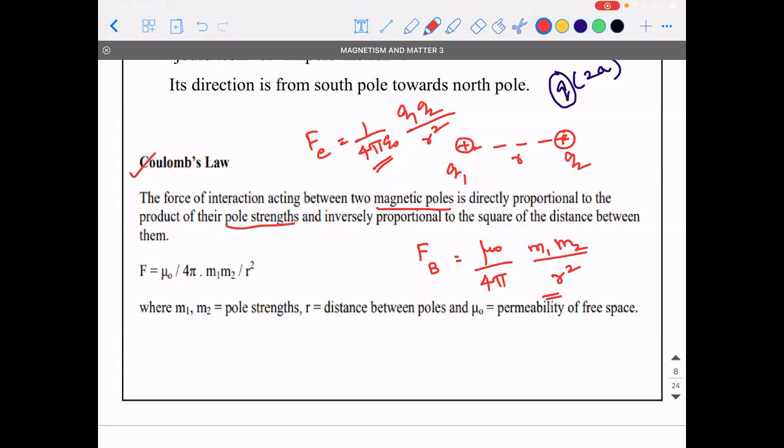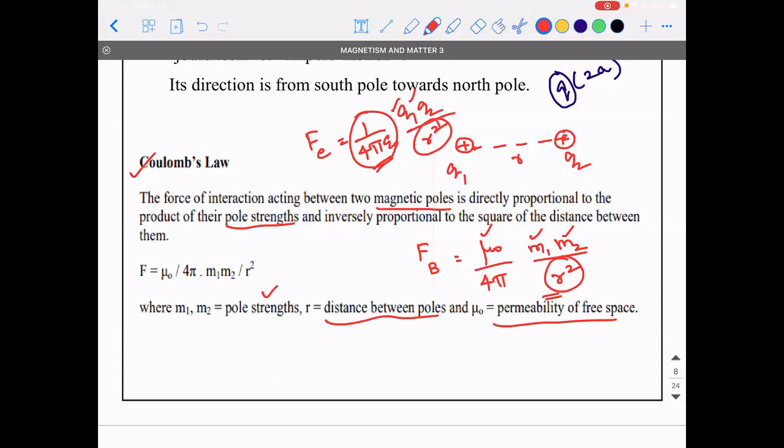Okay. So 1 by 4 pi epsilon naught will always be replaced with mu naught by 4 pi. Q1 into Q2 will be replaced with m1 into m2, and r square is similar. Here also, it follows the inverse square law. Where m1 and m2 are generally called the pole strengths, r is the distance between the poles, and mu naught is the permeability of free space.